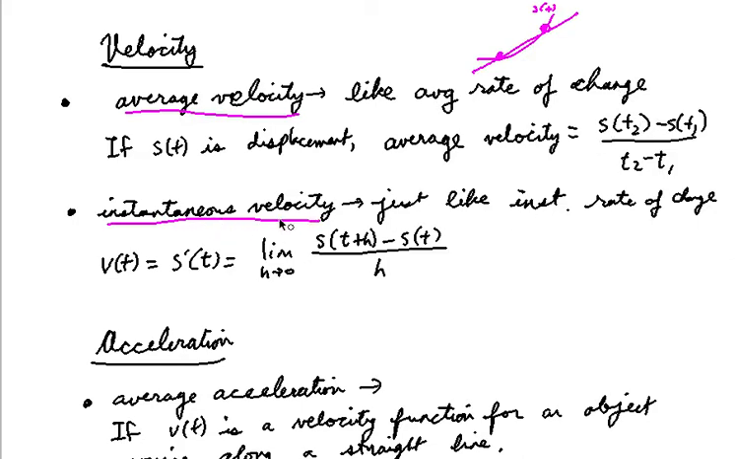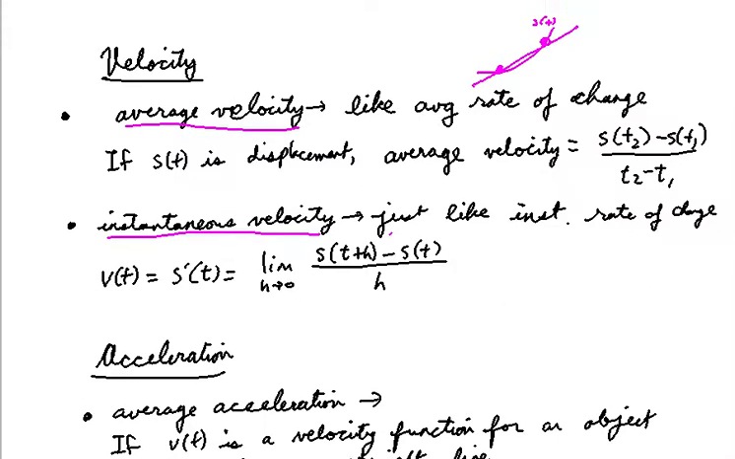Instantaneous velocity then is just like how we applied limits to the average rate. We're applying limits to the average velocity. And so we end up with the instantaneous velocity being the derivative of the displacement function, or it could also be expressed as the limit of the slope of the secant line, so the limit of the average velocity. And we've seen this expression before.